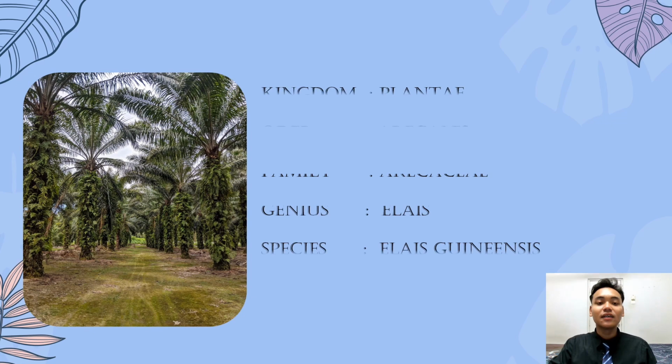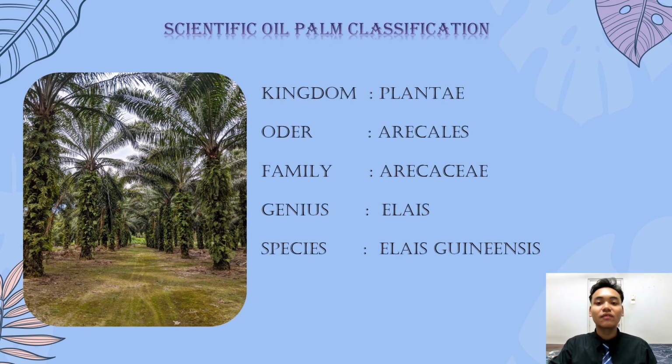Next, this is the scientific oil palm classification. The first one is kingdom, Plantae. Order, Arecales. Family, Arecaceae. Genus, Elaeis. And lastly, species, Elaeis guineensis.